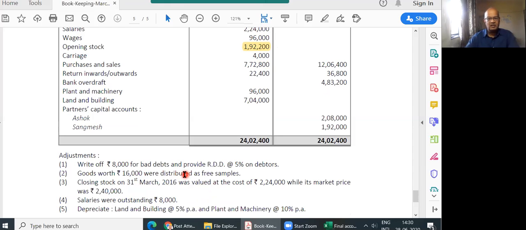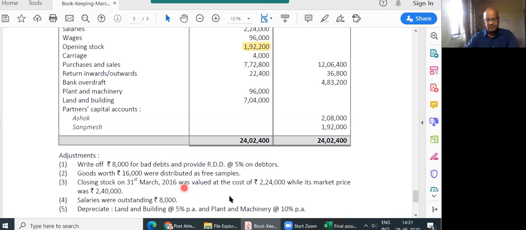There will be two effects. One will be credit side of trading account, goods distributed as free sample, and this type of expenditure is an advertisement expenditure. It will go on the debit side of P&L account.